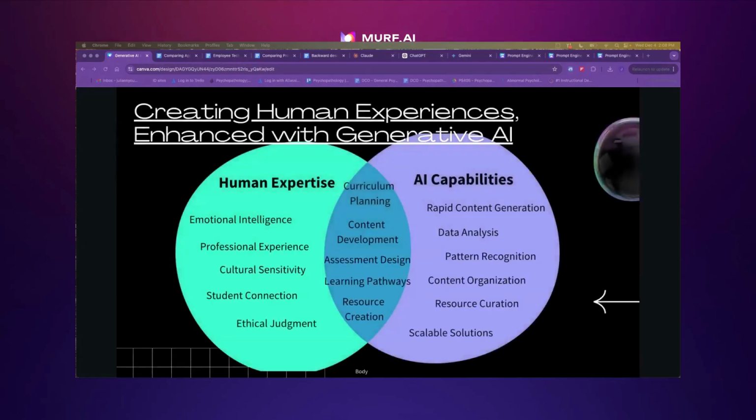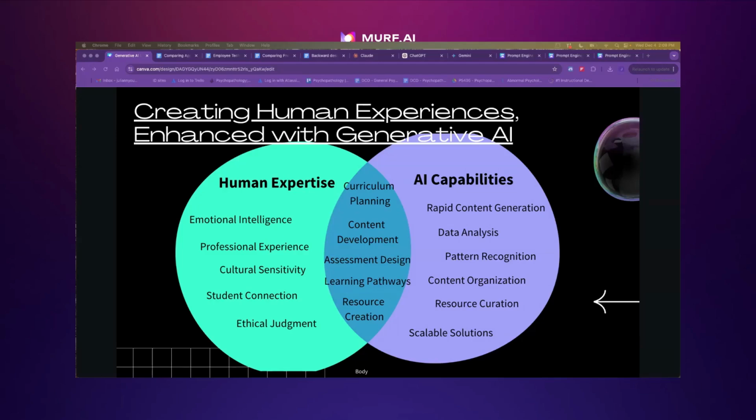I think one of the concerns I hear most often is that generative AI is going to take our jobs, or that generative AI doesn't work like a human would work, so we shouldn't use it. But really, there is a key to successful integration, and that key is finding the balance between human expertise and AI capabilities. For example, AI is really good at things like rapid content generation, content organization, scalable solutions, and data analysis, really good, really fast, within seconds. Whereas we human experts are crucial for things like emotional intelligence, cultural sensitivity, ethical judgment. All of those things cannot be done by AI. So the sweet spot lies right there in the middle.